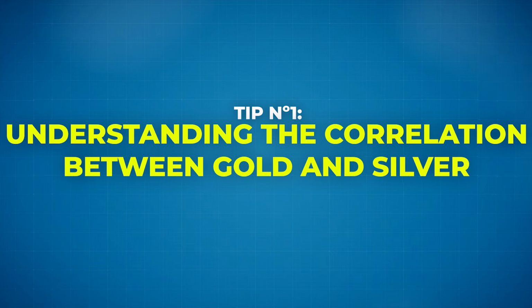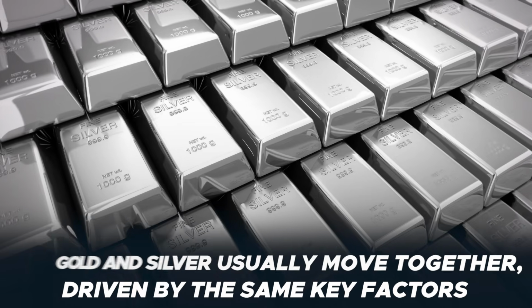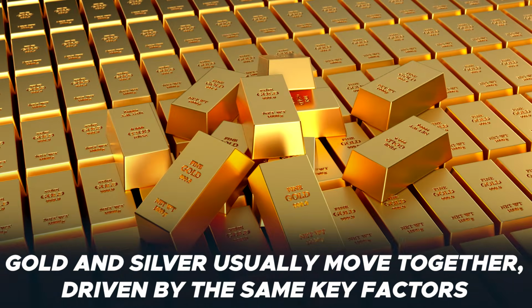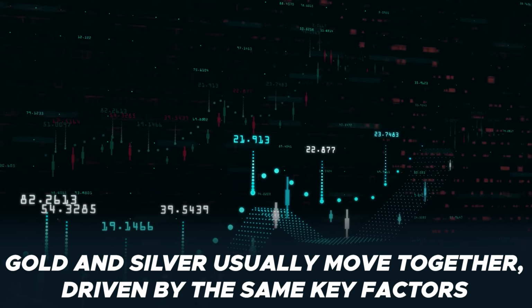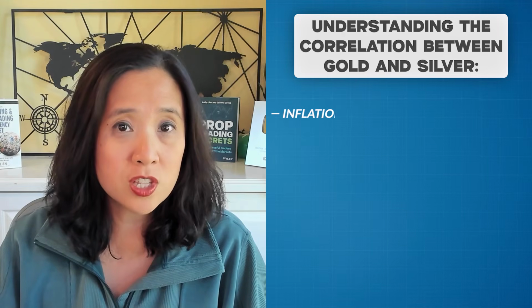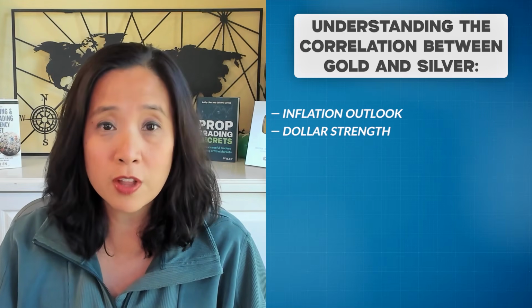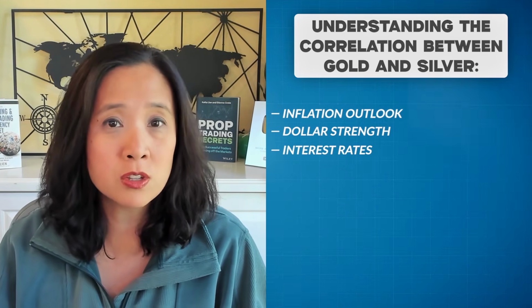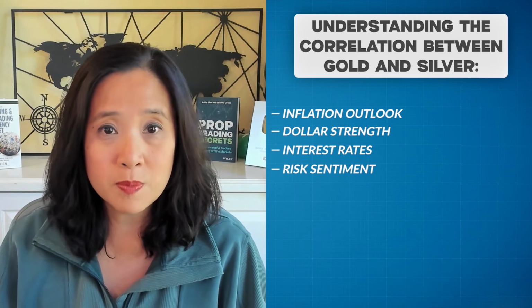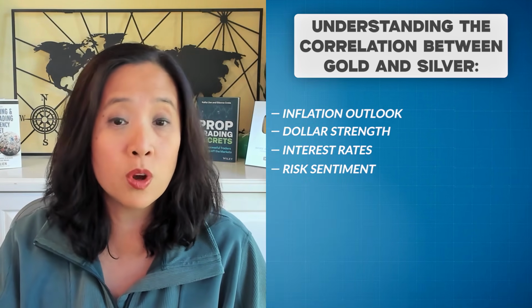Let's start with tip number 1. Understanding the correlation between gold and silver. Gold and silver are both precious metals, and they tend to move in the same direction most of the time because they're influenced by the same factors: inflation expectations, US dollar strength or weakness, interest rates and what yields are doing, overall risk sentiment, whether investors are seeking safety or they're taking risk.